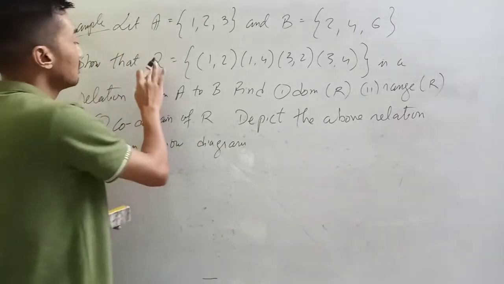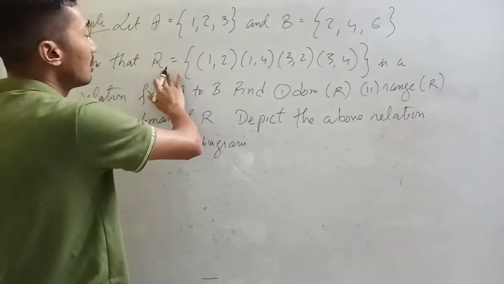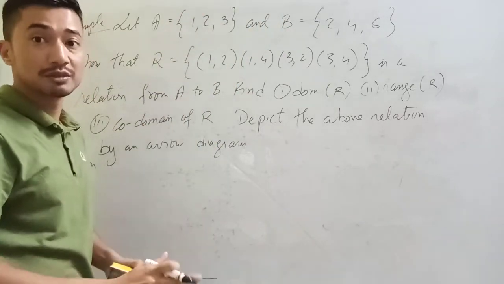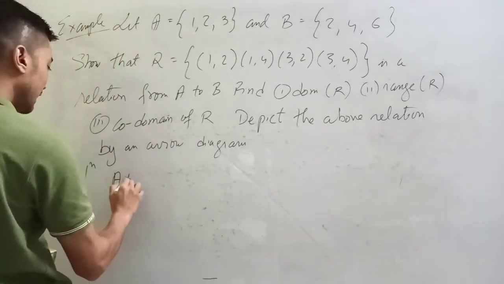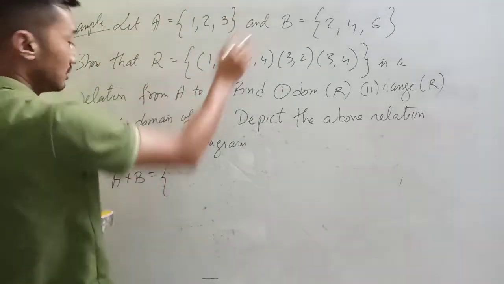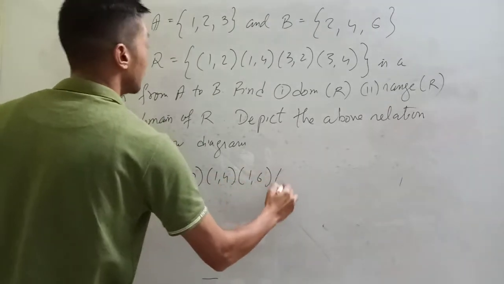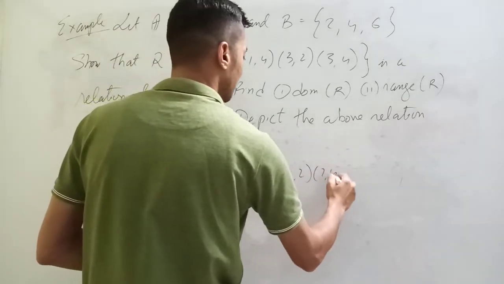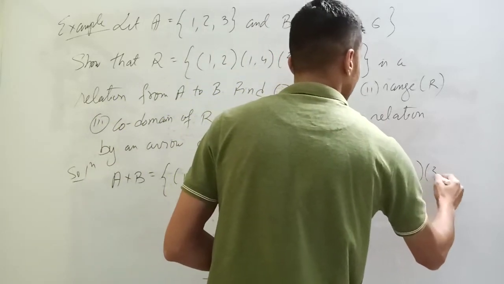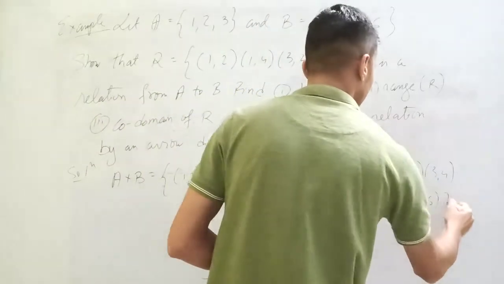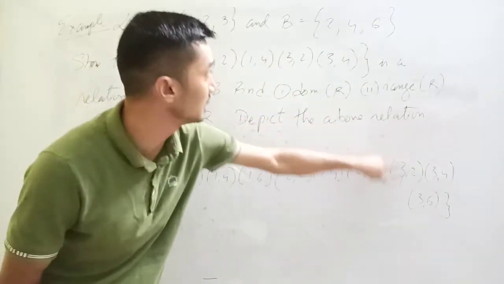So, to prove that R is a relation from A to B, we need to show that the set R is a subset of A cross B. That means we first find A cross B. 3 times 3 is 9, so there will be 9 ordered pairs: (1,2), (1,4), (1,6), (2,2), (2,4), (2,6), (3,2), (3,4), (3,6). Now, in this, the pairs (1,2), (1,4), (3,2), (3,4) are in R.